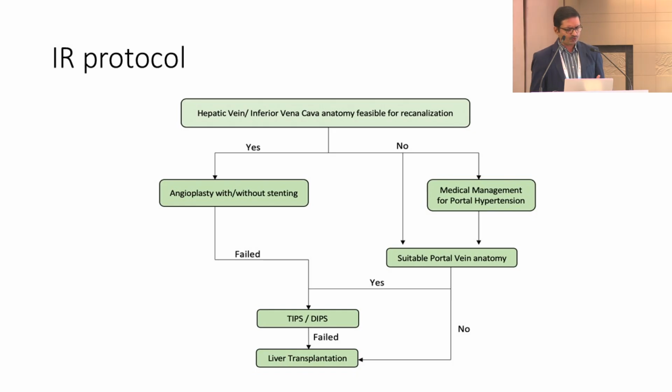This is the IR protocol which we follow. We try to see if we can open up the intrahepatic IVC and the hepatic veins wherever possible. If we are not able to do that, only then we go ahead and do the DIPS, which is the treatment for portal hypertension. And if all these fail, liver transplantation is the next standard treatment.